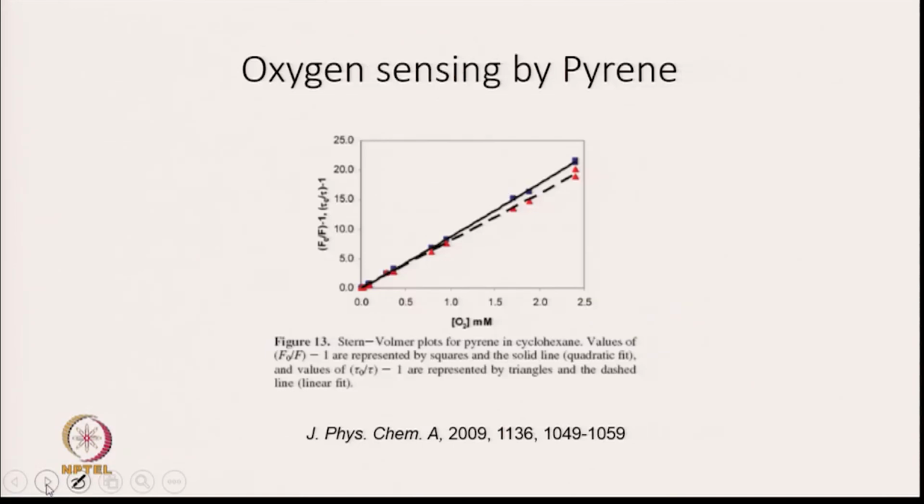Now, another application is your oxygen sensing by pyrene. Pyrene is another fluorophore which is used for sensing oxygen. And this is your Stern-Volmer plot. Again, you can see that we can look at the lifetime measurement versus oxygen, and you can see that this is basically increasing. So, again here you are looking at the quenching by oxygen.